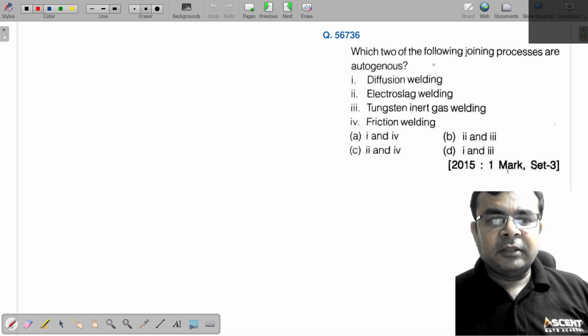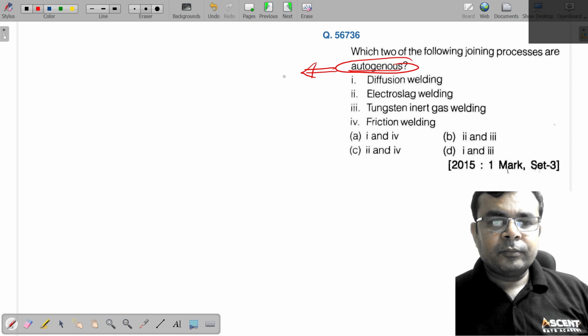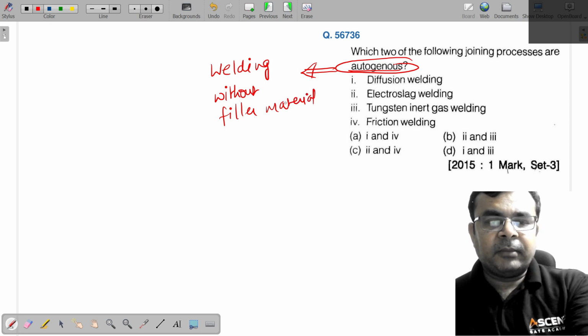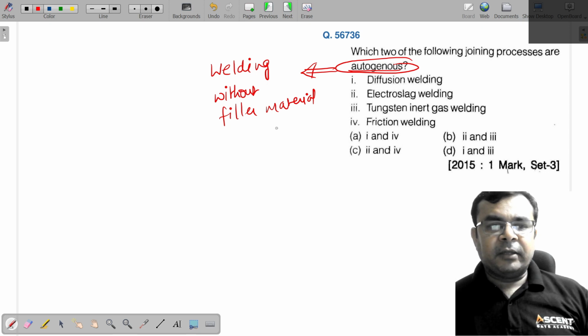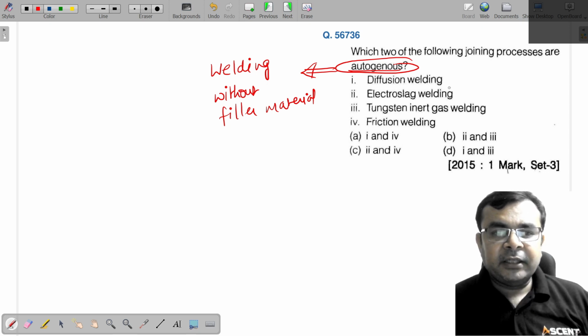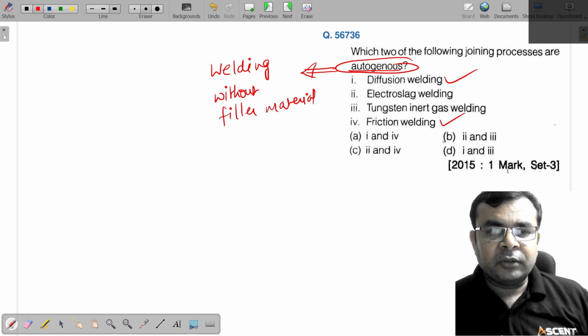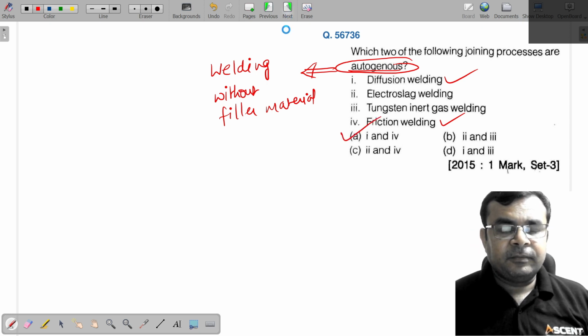Which two of the following joining processes are autogenous? Autogenous means welding without filler material. Is it clear? Welding without filler material. So you can see here in diffusion welding there is no use of filler material, and in friction welding also there is no use of filler material. So option 1 and 4, option A is the right answer.